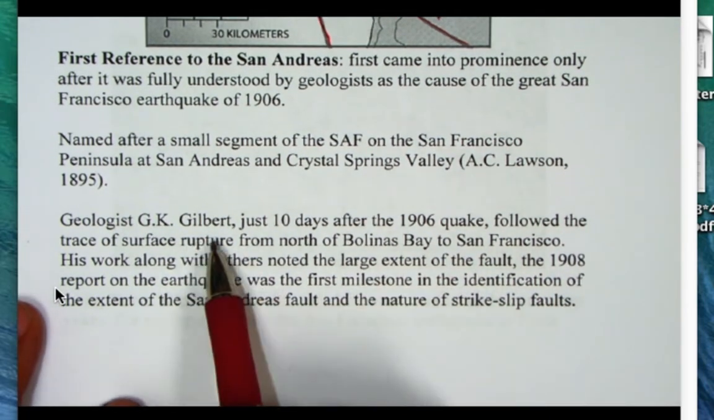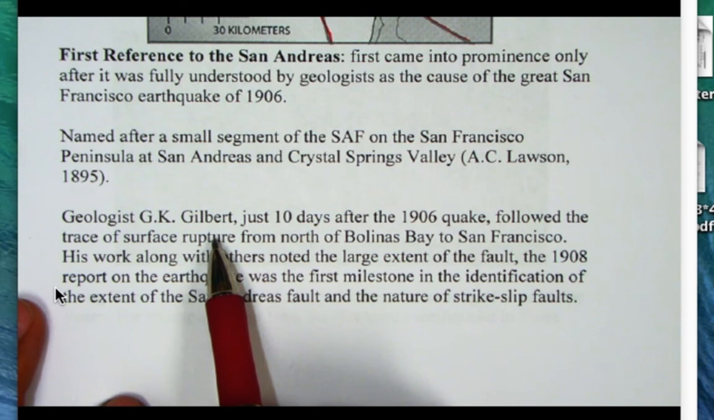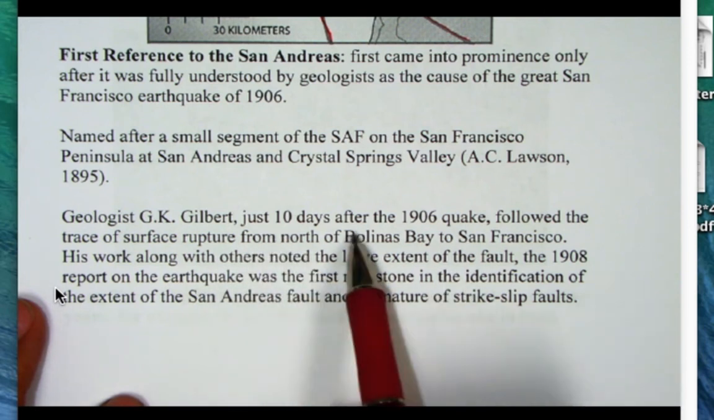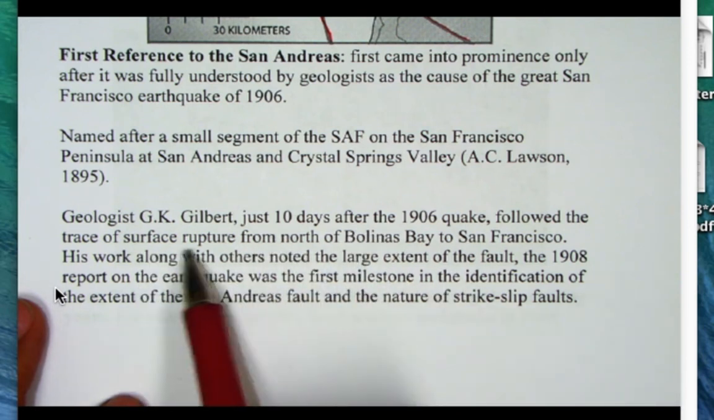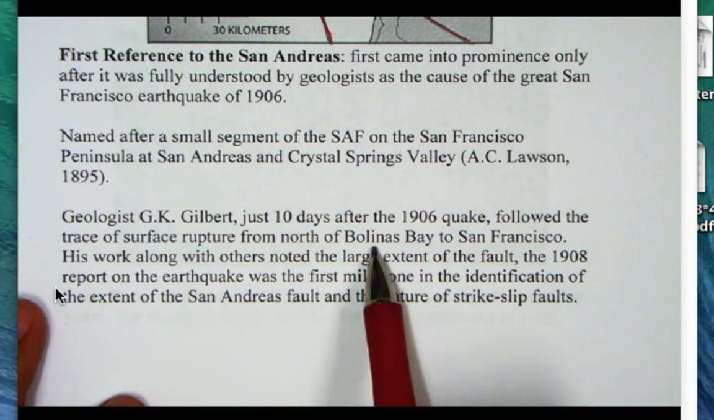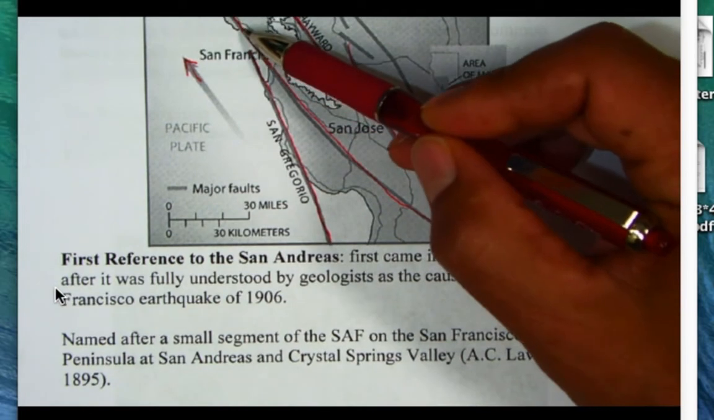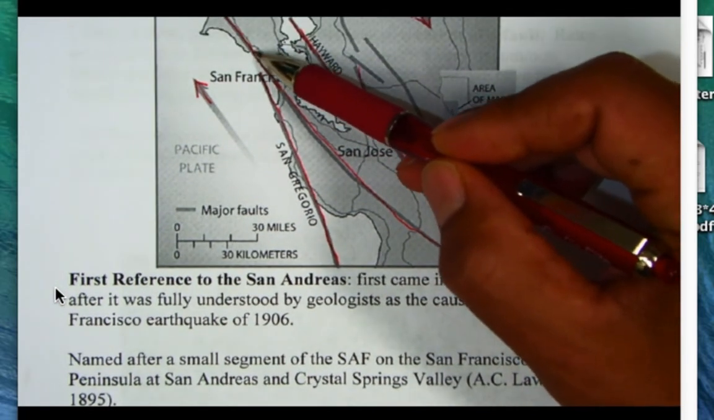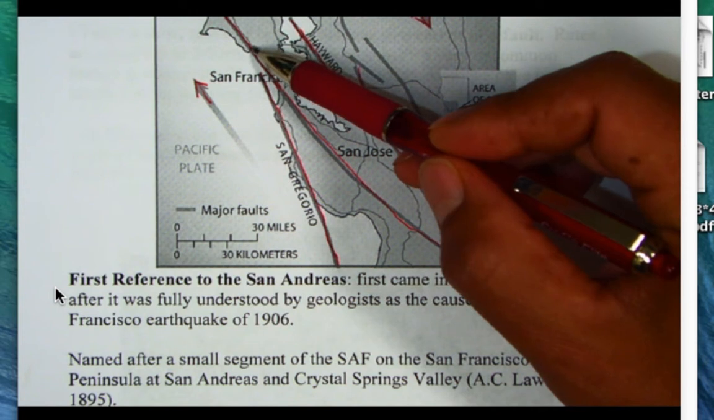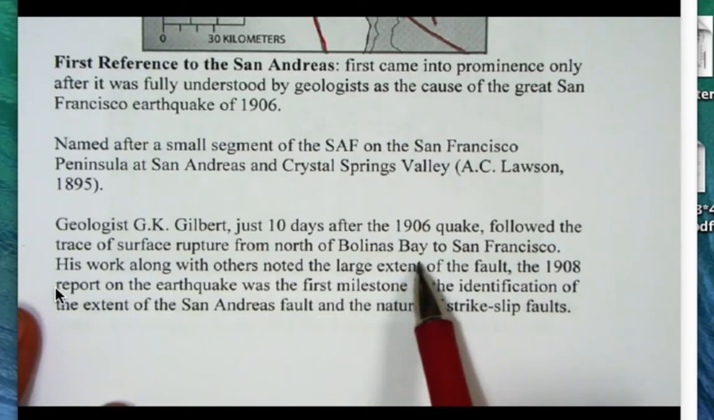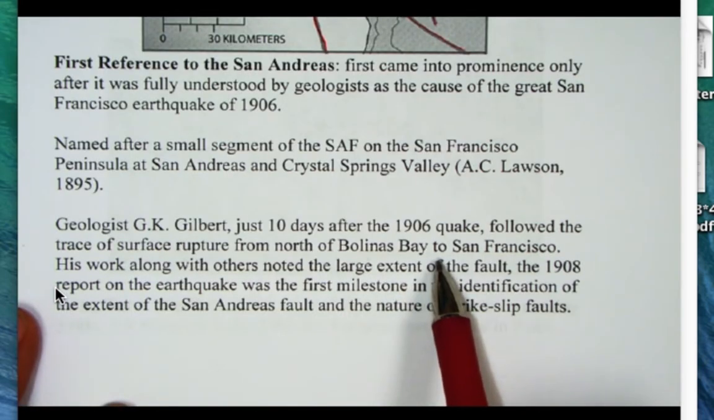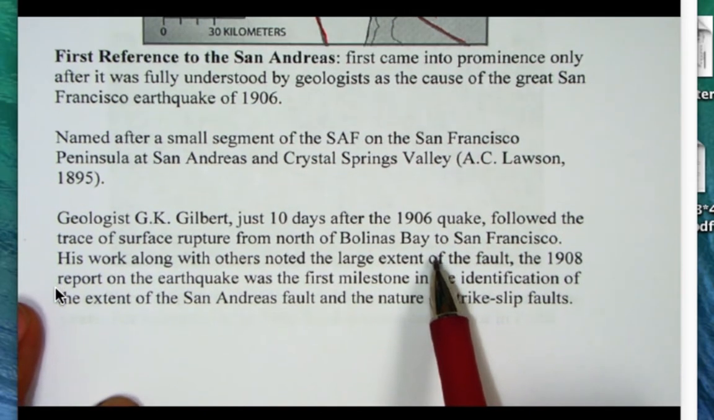In fact, it was geologist G.K. Gilbert, who had gone on one of the Powell expeditions down the Colorado River. He investigated the fault 10 days after the earthquake, followed it, and found surface rupture from Bolinas Bay over by Stinson Beach. So Bolinas Bay would be right where the San Andreas Fault re-enters the land right here. So they found fault rupture from Bolinas Bay down to San Francisco, where there was evidence of probably more of a ground rupture, ground breakage there.